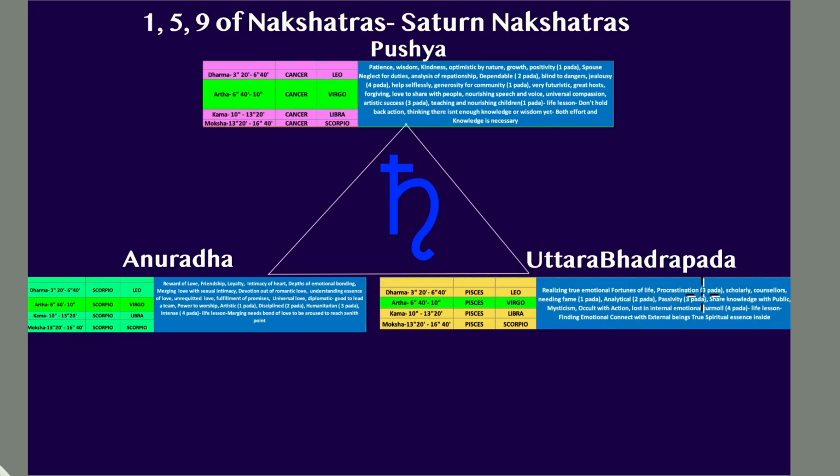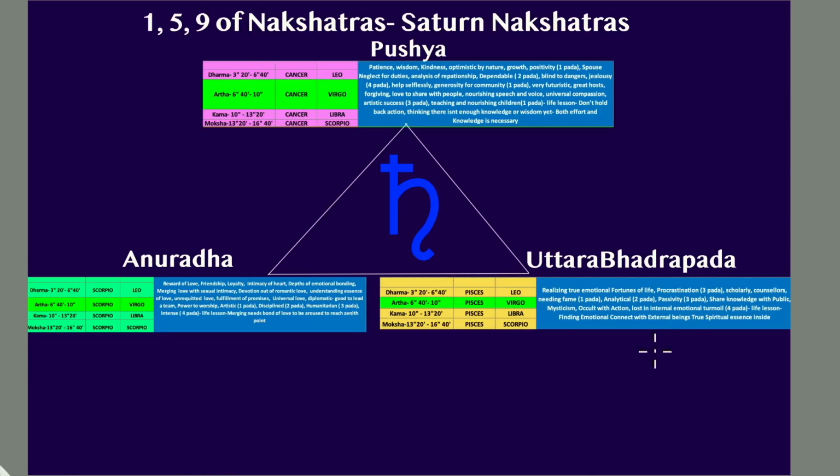They can be procrastinative, they can be very passive. Saturn is very slow. Passivity comes there. Sharing knowledge with the public. See again, Saturn theme. Occult with action. You must not get lost in internal turmoil, especially Pisces going into Scorpio in Uttara Bhadrapada can result in that. Okay.